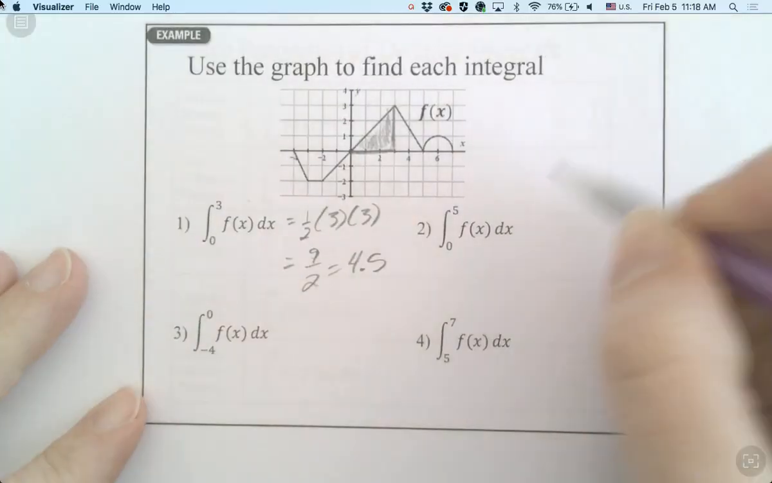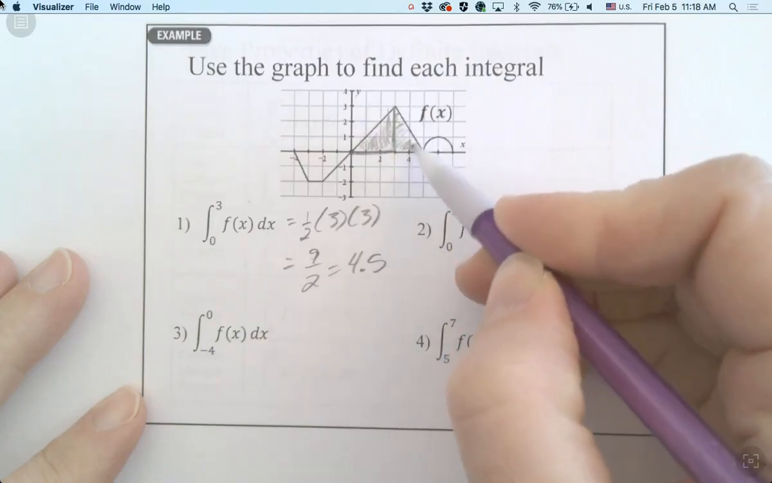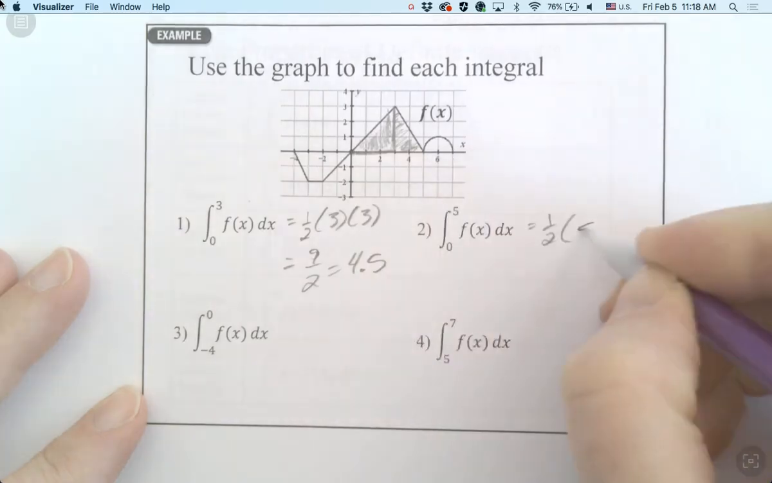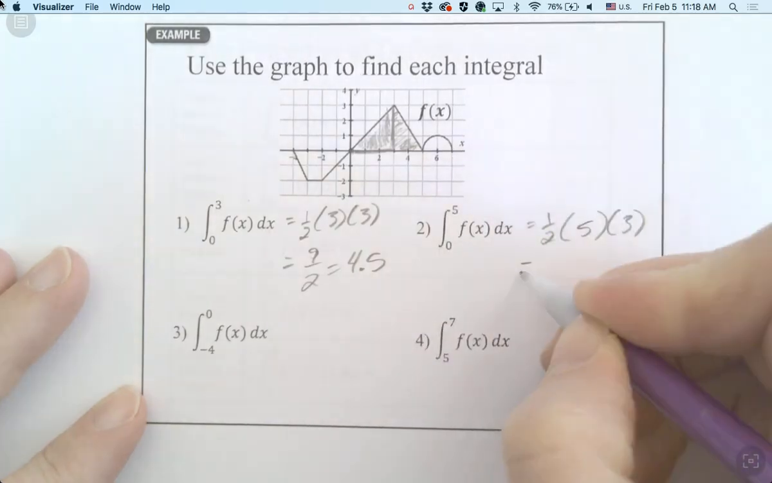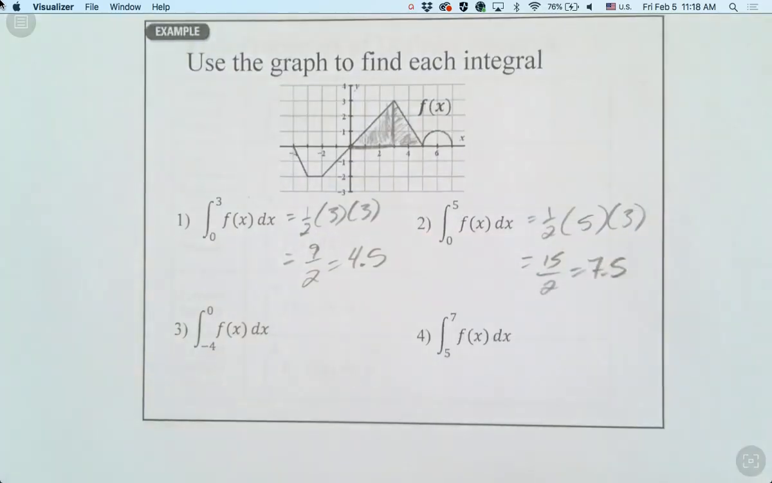Yeah, so this time you're looking at a different shape, it's not a right triangle anymore. It's this whole scaling triangle. So it's going to be 1/2. This time the base is going to be 5, and the height is still 3. So that is 15/2 or 7.5. All right, let's take a look at number 3.